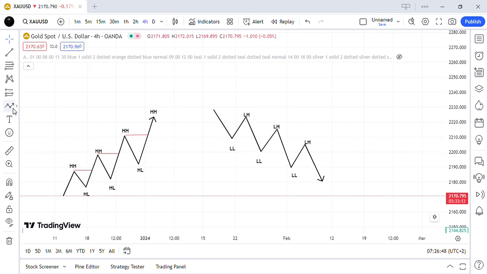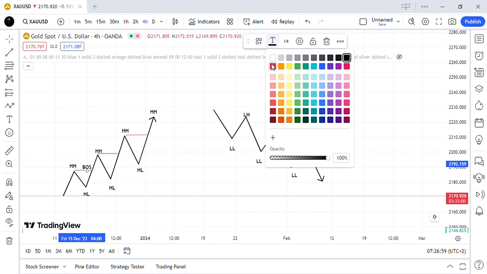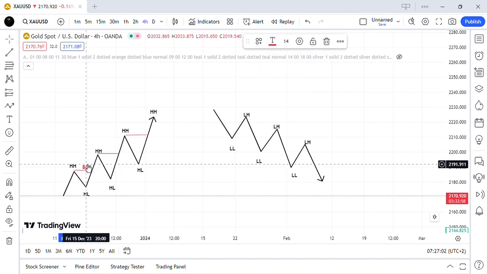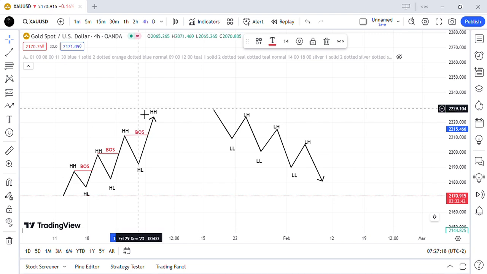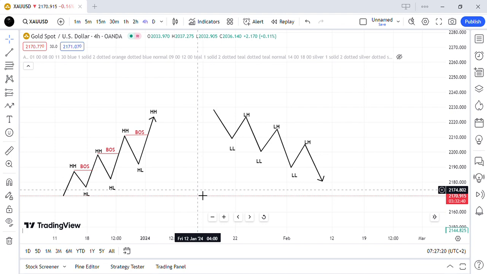It's called a break of structure. It's a break of structure. All these are breaks of structure. The market is breaking structure, trading a high, showing that the market is continuing to the upside. You see, break of structure.